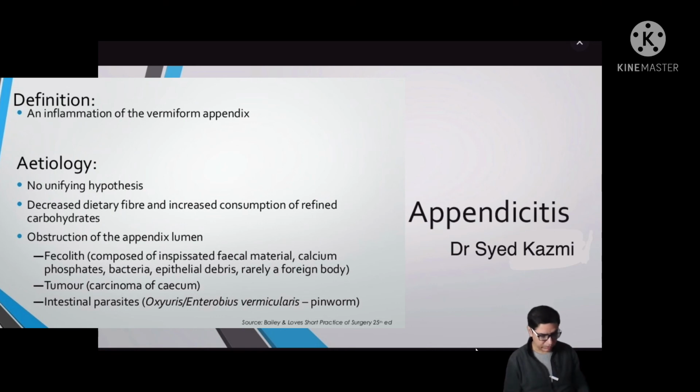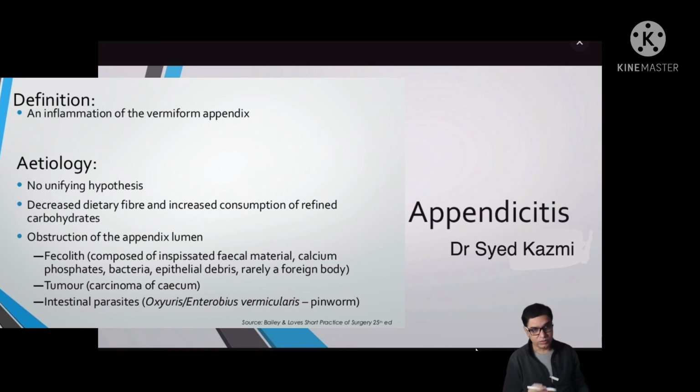So the first one is those people who have got a decrease in their dietary fiber, so those who are more into fast foods and do not take a healthy diet, and they've got an increased consumption of refined carbohydrates, they are more prone to develop appendicitis as compared to those people who have got a healthy diet, which comprises a lot of fiber and grains.